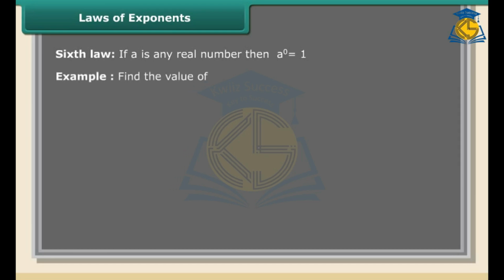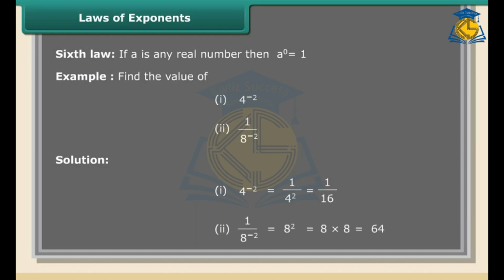Example. Find the value of 4^(-2) and (1/8)^(-2). Solution. 4^(-2) is equal to 1 upon 4^2, which is equal to 1 upon 16. (1/8)^(-2) is equal to 8^2, which is equal to 8×8, equals 64.